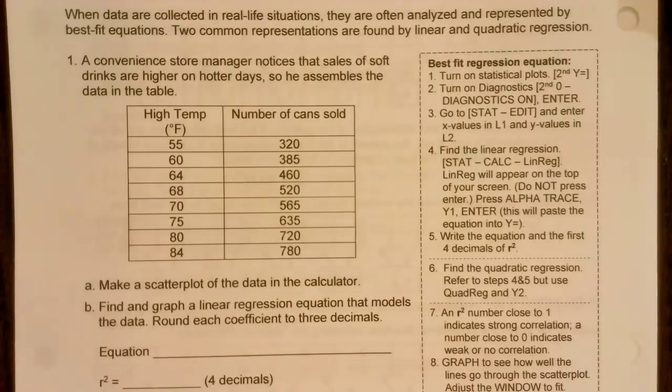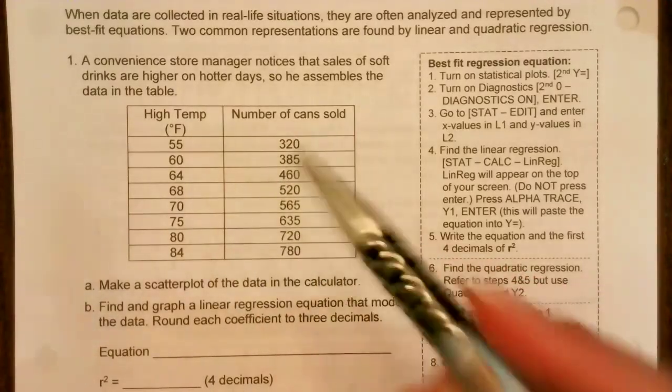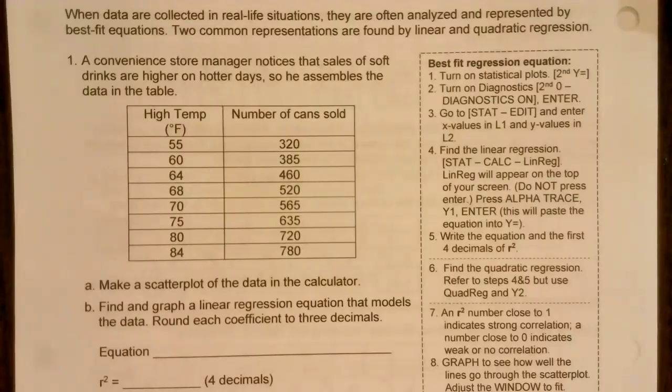It tells us a convenience store manager notices that sales of soft drinks are higher on hotter days. So he assembles the data in the table. Our independent variable is the temperature, and our dependent one is the number of cans sold. We're going to learn how to look at this on the calculator first.